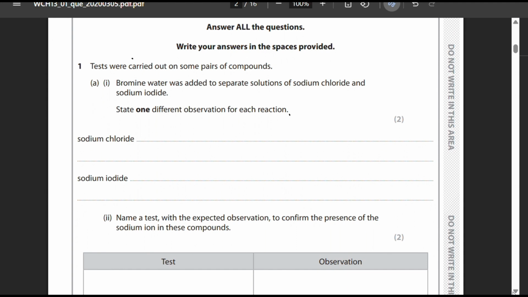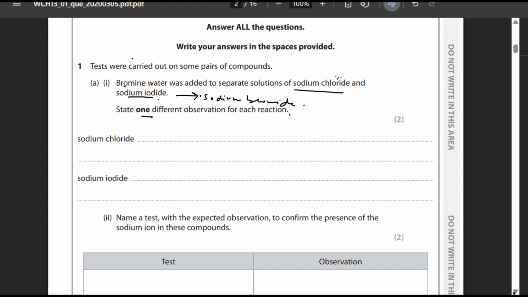Bromine water was added to separate solutions of calcium chloride and sodium iodide. State one different observation for each reaction. When you add bromine water to the solution of sodium chloride, because bromine is less reactive than chlorine, it cannot displace chlorine from its compound. So there will be no change. But when you add bromine to sodium iodide, because bromine is more reactive than iodine, it will displace iodine from its compound and form sodium bromide.